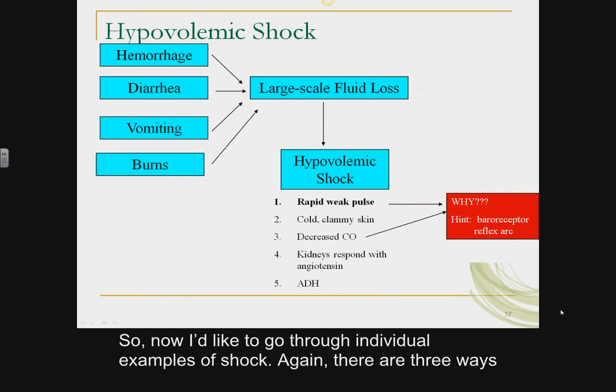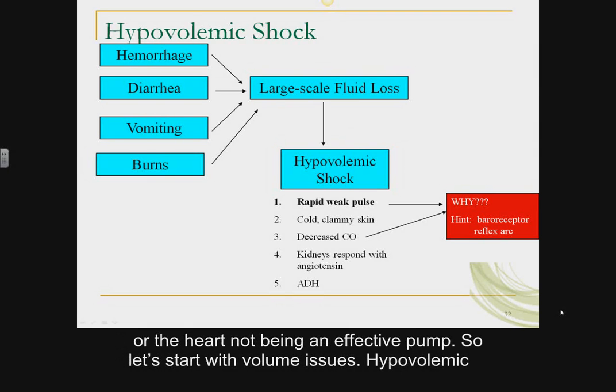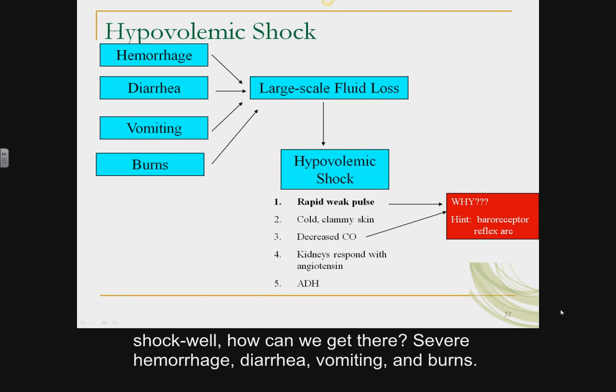Now I'd like to go through individual examples of shock. Again, there are 3 ways that we can get circulatory shock. It can be because of volume issues, vascular issues, or the heart not being an effective pump. Let's start with volume issues. Hypovolemic shock. Well, how can we get there?